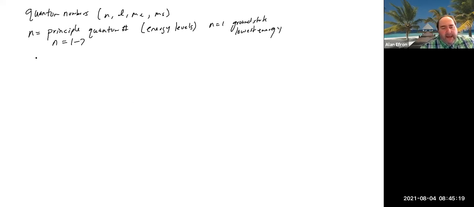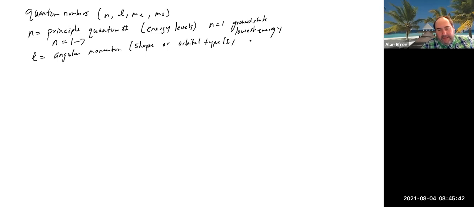Followed by that, we have l, which is the angular momentum quantum number. Basically that's the shape of the orbital. I personally also call it the orbital type, meaning whether it's an s, a p, a d, etc. Now, l goes from 0 to n minus 1. So starting at 0, and then whatever your n value is, subtract 1 for your highest value, in whole number integers like 0, 1, 2, 3.